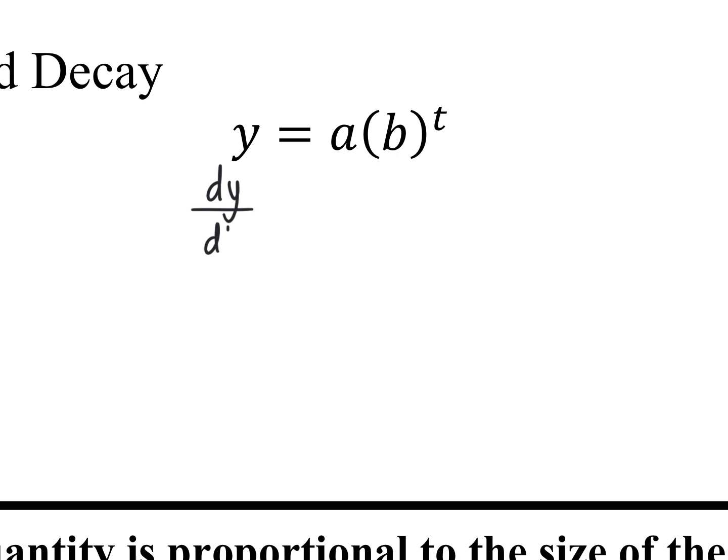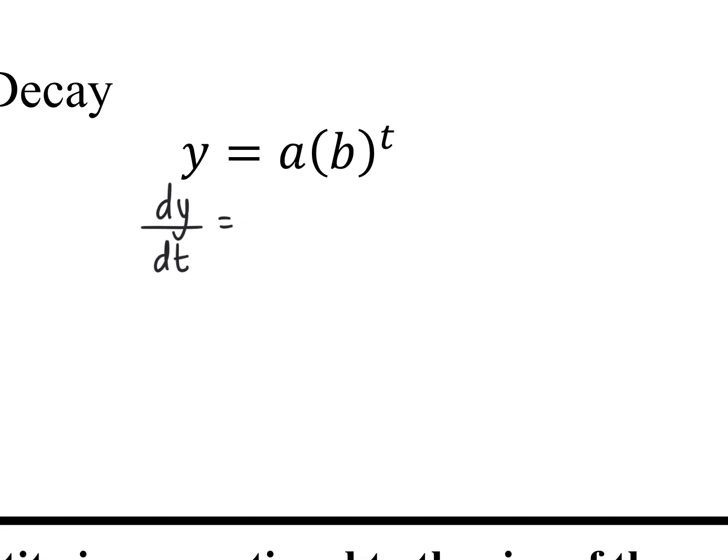this would be dy/dt is equal to, now if I have this a and b, these are both just constants, okay? So when I take the derivative of something to a power with a constant in front of it, we're going to have that constant times that b to the t, but then what am I also going to have that multiplied by? T? Not t. No.